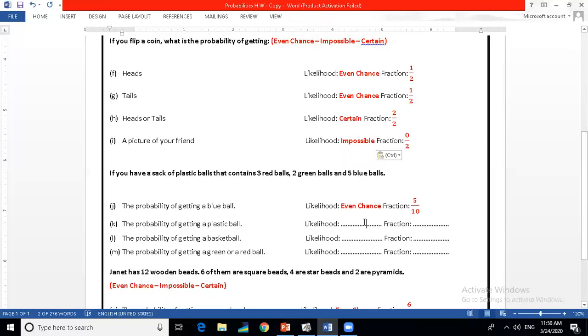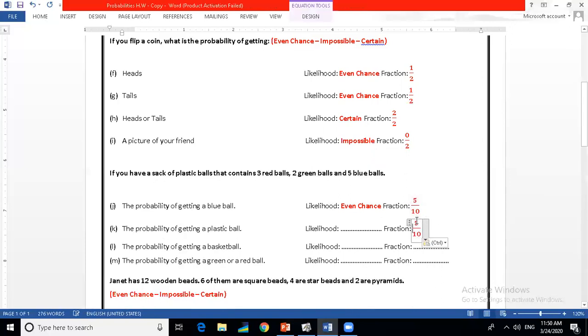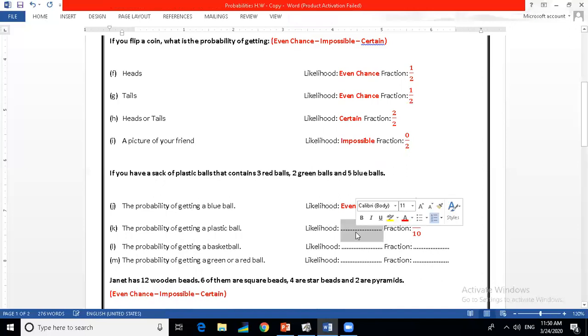which is even chance. The probability of getting a plastic ball, well, they said if you have a sack of plastic balls, so all of them are plastic balls. So this is going to be 10 out of 10. All of them are plastic. All of them are plastic, so it is certain.